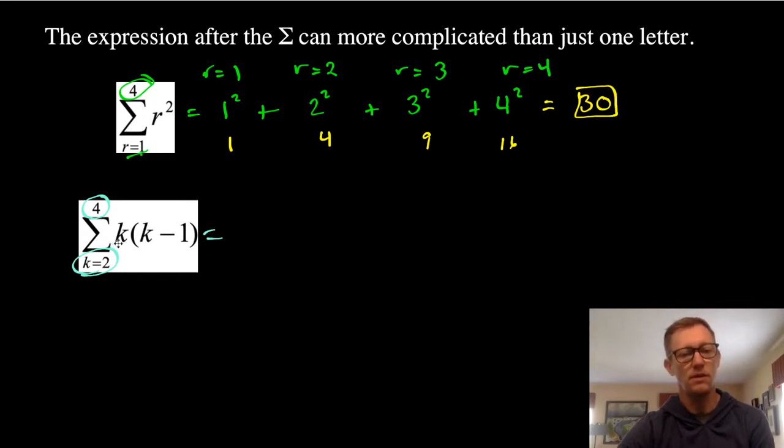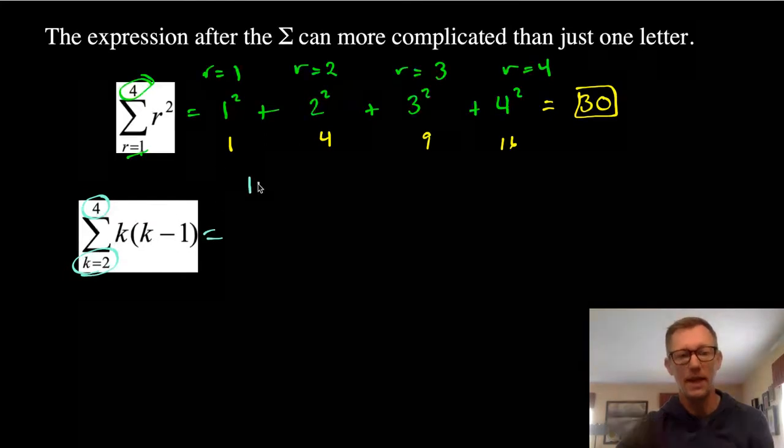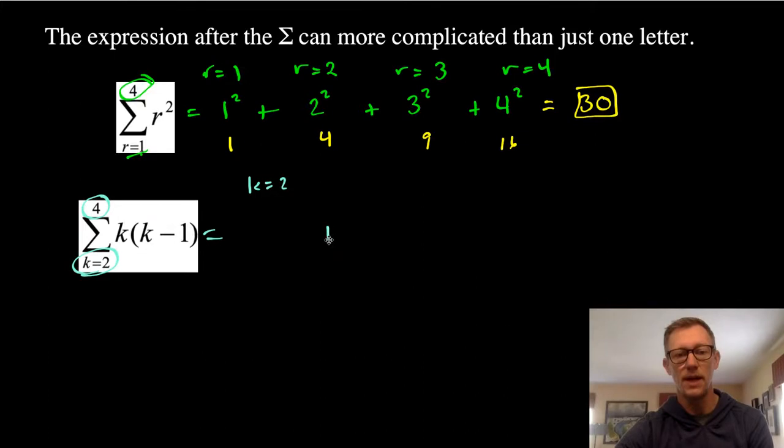So the expression is k times k minus 1. Same thing: when k equals 2, and we're going to add to the value when k equals 2 what we get when k equals 3, and so on up to k equals 4. This is our last index. So k equals 2, that's just 2 times 2 minus 1, which is 1. When k equals 3, 3 times 3 minus 1, which is 2. And when k equals 4, 4 times 4 minus 1, which is 3.